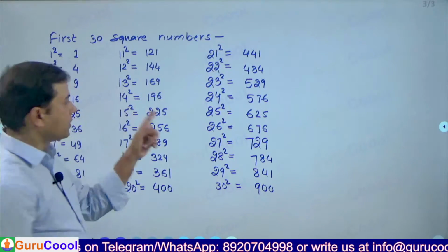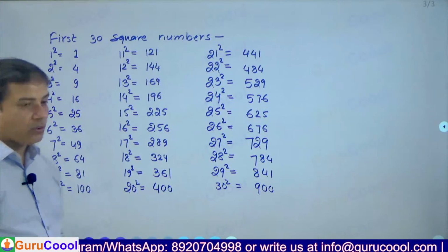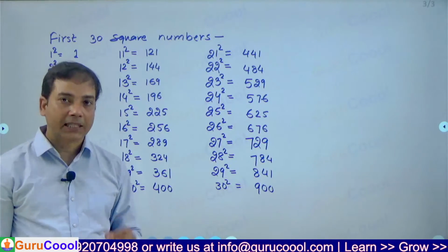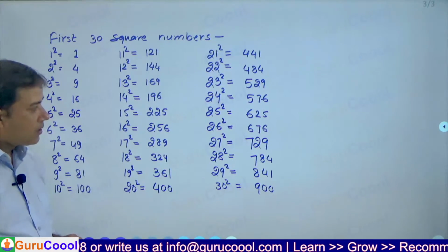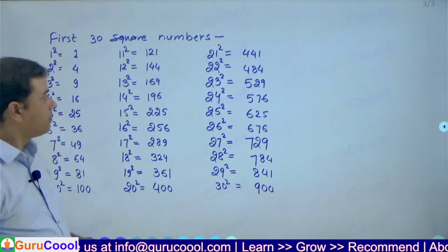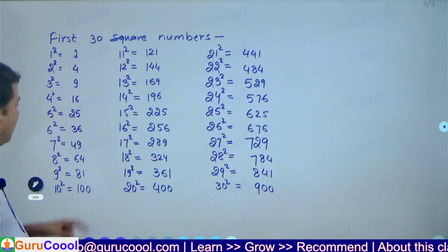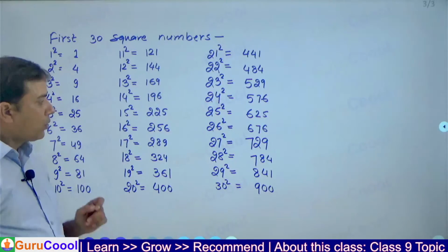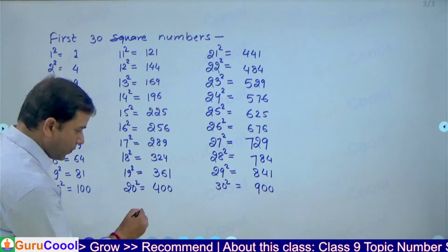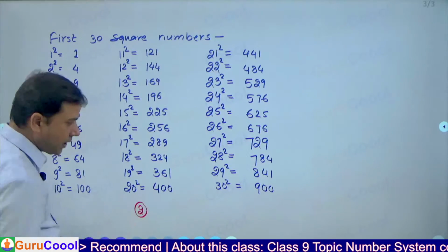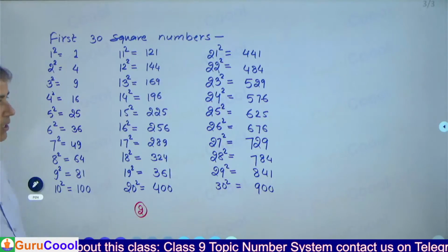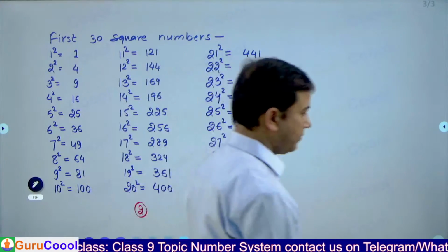Now look at these square numbers, the first 30 square numbers. Let us find out some important things about them. Check out all these numbers and tell me, do you see 2 at the ones place of any of them?